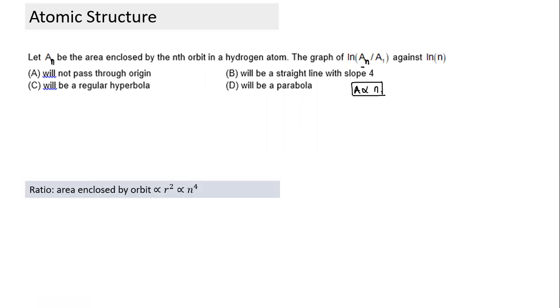Those still do not have, it's a ratio kind of question. What is the area enclosed by the orbit? The area enclosed by the orbit is proportional to r square, and r is proportional to n square. So it means area is proportional to n to the power 4. So that's all we need.